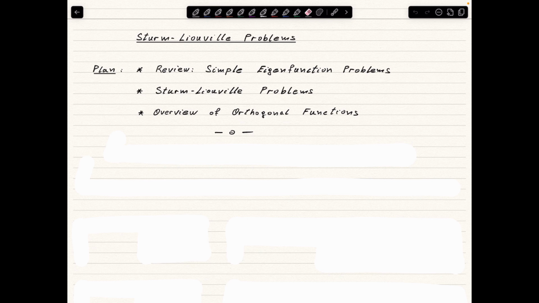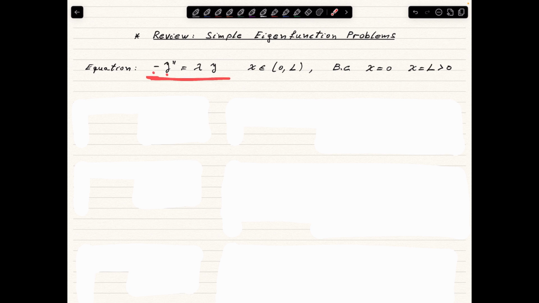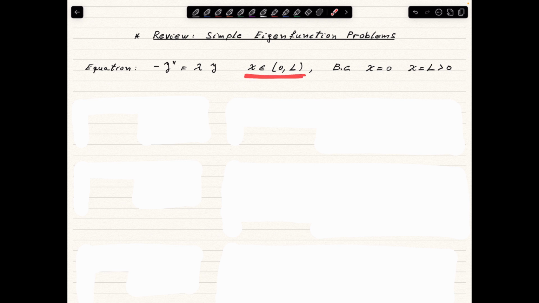Let's start with a review of the solutions of the simple eigenfunction problems we solved in a previous video. Recall we studied the eigenfunction equation given by negative y double prime equals lambda y. This is the eigenfunction equation for the operator L of y equals negative y double prime. We are solving this equation in the interval for the variable x, 0 to L, with boundary conditions at x equals 0 and x equals L.